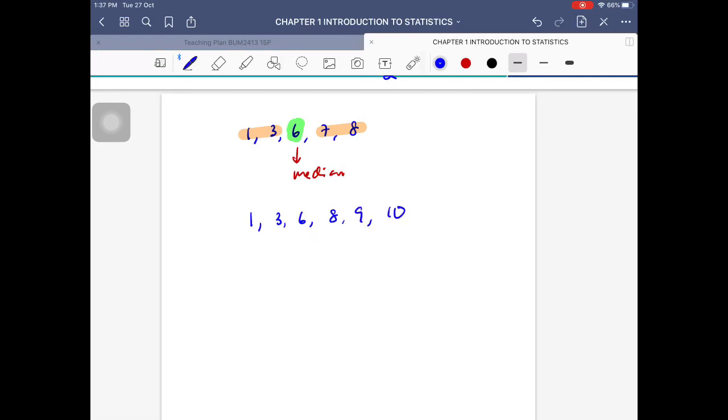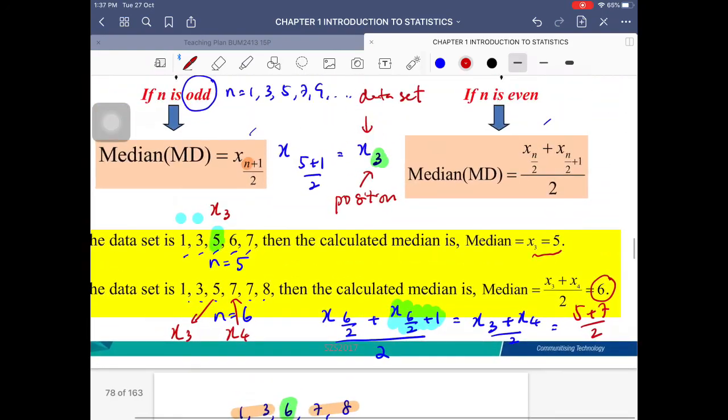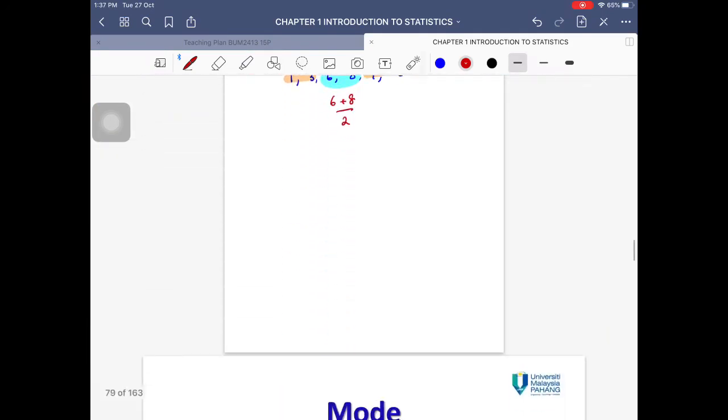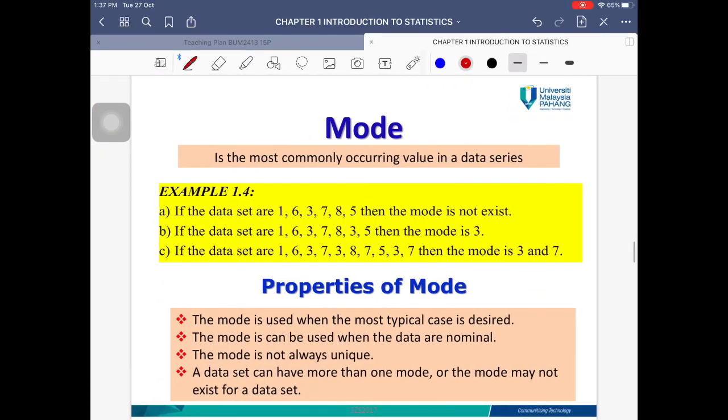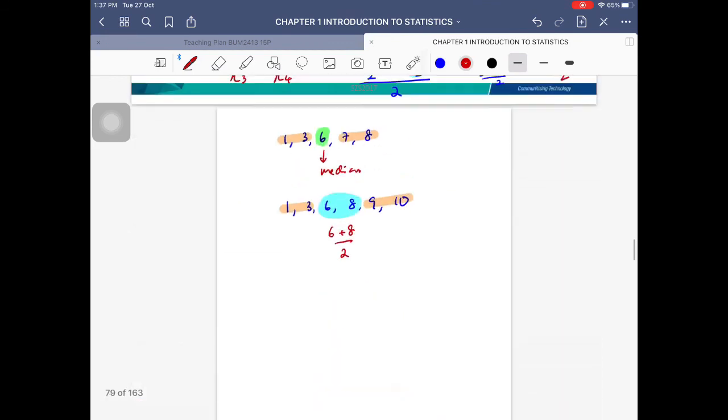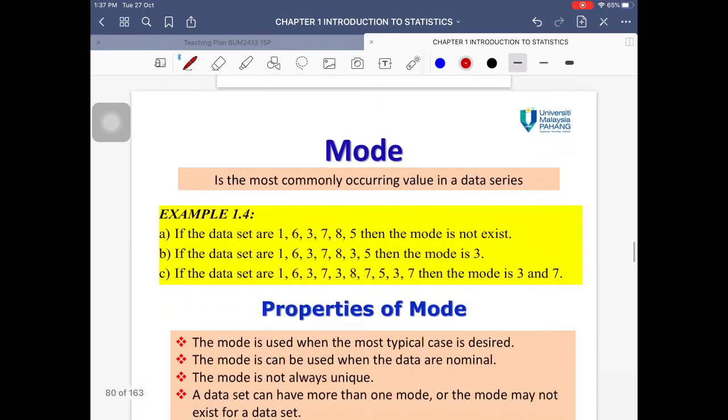Or if I have even numbers, I have 1, 3, 6, 8, 9, 10. But remember, you have to order it first, smallest to largest. So on this side, I'm going to have 2. The other side, I have 2. So these 2 are going to be my middle values. So if I want the median, all I have to do is add them both together and divide by 2. So that is going to be one way of figuring out medians without using the formula. So that is also possible.